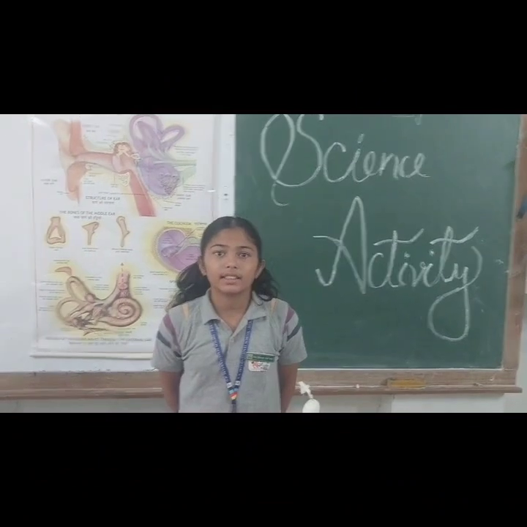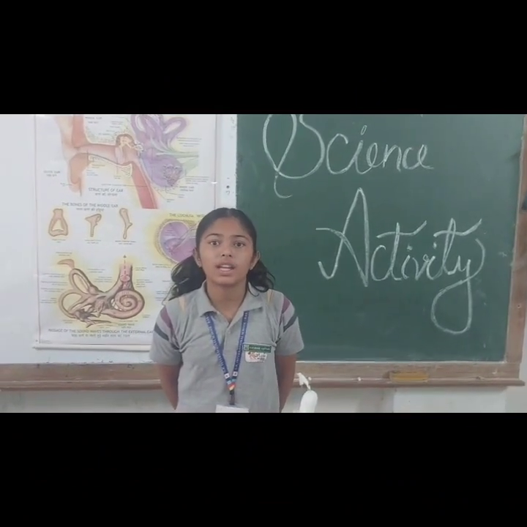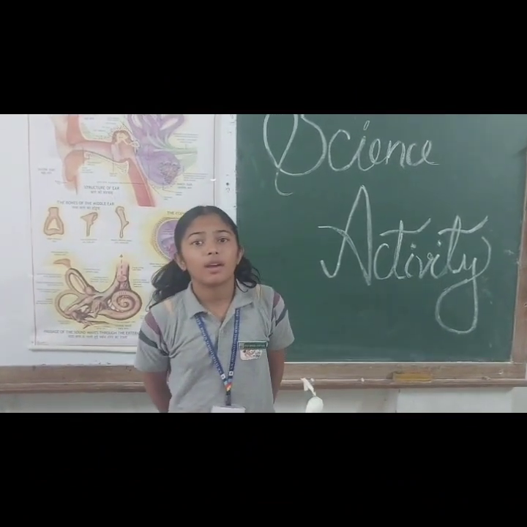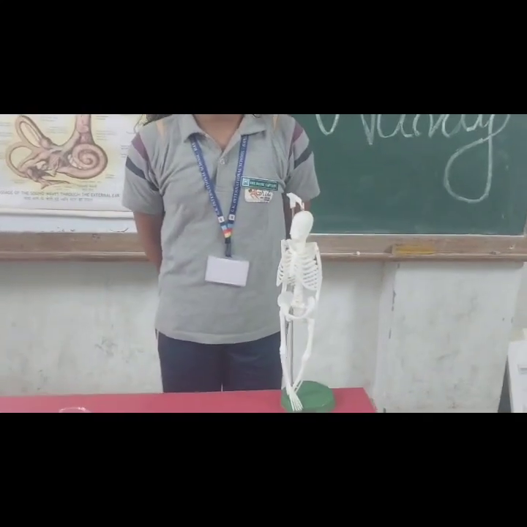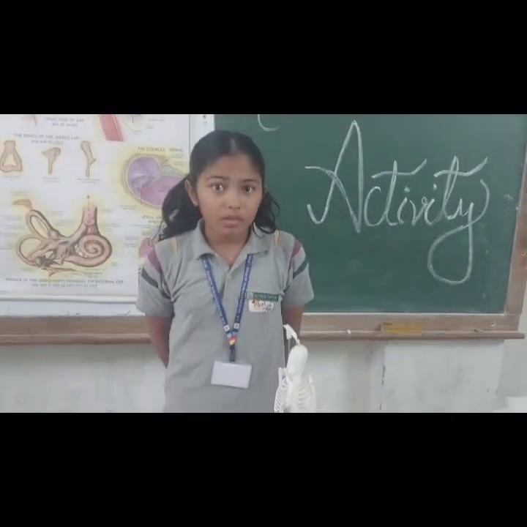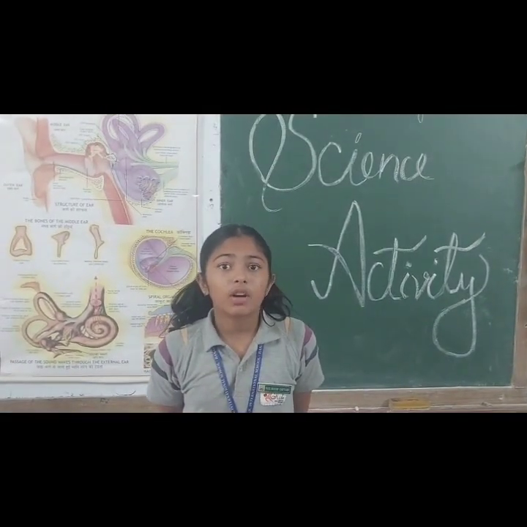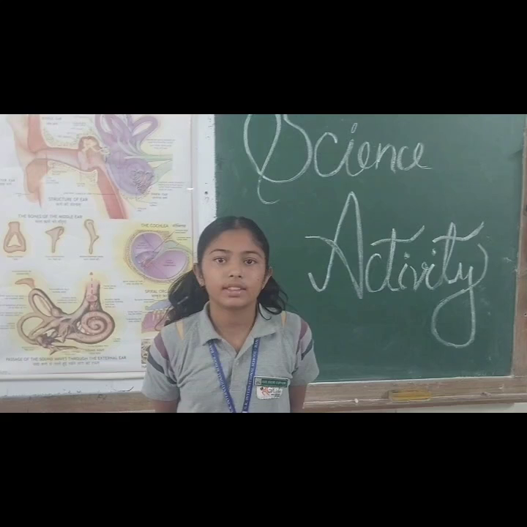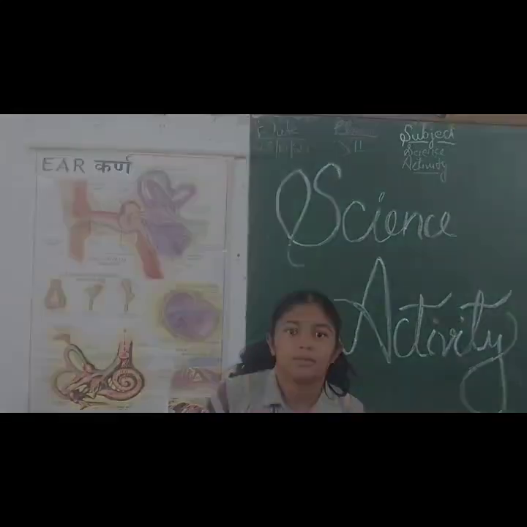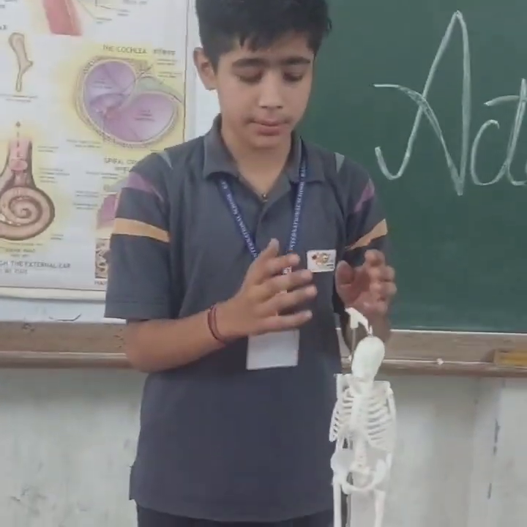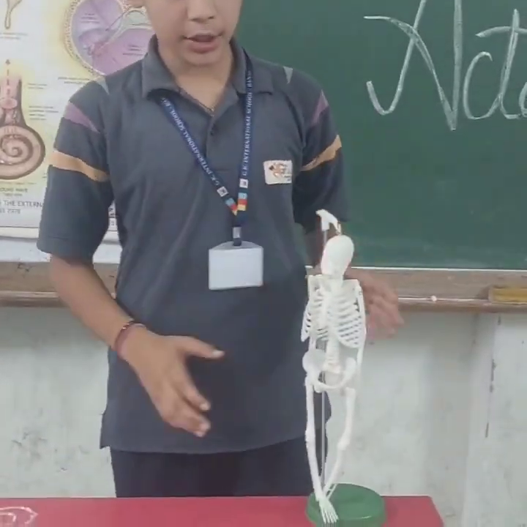Explain the skeleton. The skeleton is a frame of bones and cartilage that supports and protects the body's soft tissues and internal organs. It also provides the body with its shape, also movement, and stores minerals. The human skeleton is made up of 206 bones.